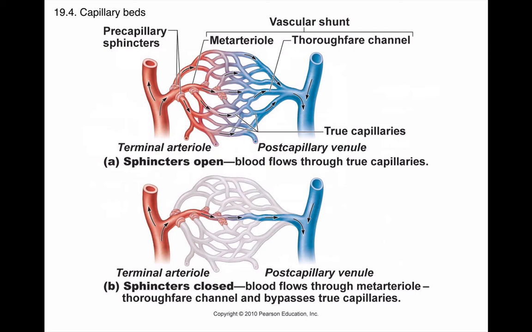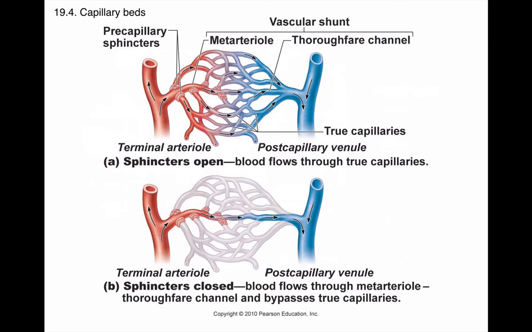This is regulated by little sphincters on the arteriolar side of the capillary bed. In the cartoon here, the upper panel shows the sphincters open. When that happens, the blood that goes through the arteriole spreads out into the tissue bed through this capillary plexus, and then it all merges together onto the venule.